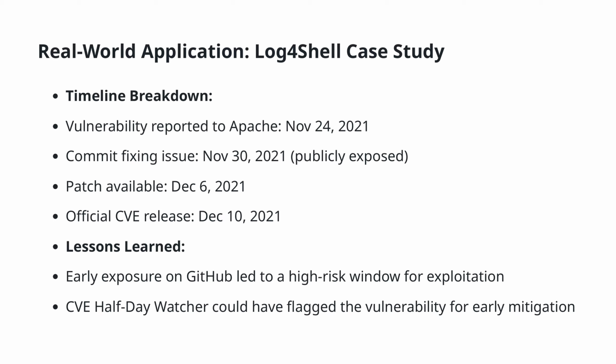From this case, several key lessons were learned. Notably, the early exposure on GitHub led to a high-risk window for potential exploitation. Had the CVE Half-Day Watcher been in use, it could have flagged the vulnerability early, allowing for more timely mitigation. Understanding how these events unfolded can help us better prepare and respond to future vulnerabilities.